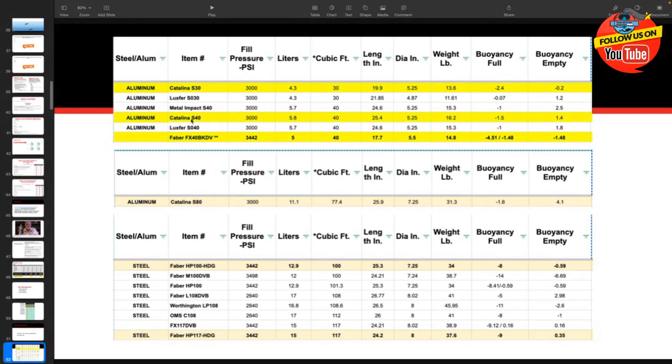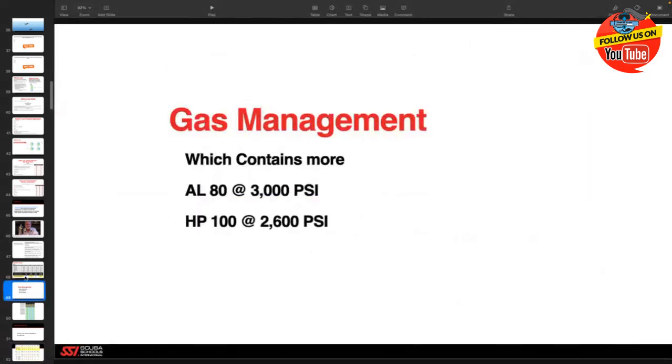But here's a Catalina 40. I've got one of those in the background here. Here's a Faber 40. That's a steel HP. And we can continue down. An aluminum 80, Catalina S80, is 11.1 liters. So we're going to use that for right now. 11.1 liters. So, who's got their thinking caps on? You guys need me to bring that formula back up for you? Or are you guys good to go?